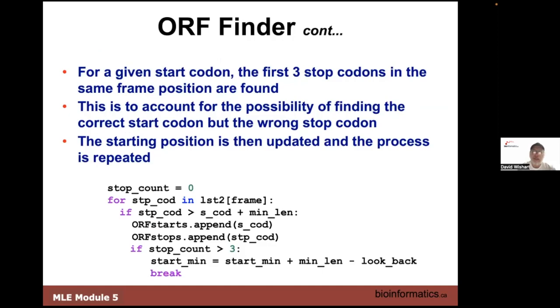Now, the other point we've had, at least for genes, and this is something people observed, is that you can have up to 3 stop codons in some genes, or at least where 2 are ignored and the last one is kept. This is a trick to account for the possibility of finding the correct start codon, but the wrong stop codon. And again, this is data that people who have studied prokaryotic genes have learned about. This is another point where we're using feature information or feature selection to say, hey, we can't use only the simple rule that as soon as you find a stop codon, that's the end of it.